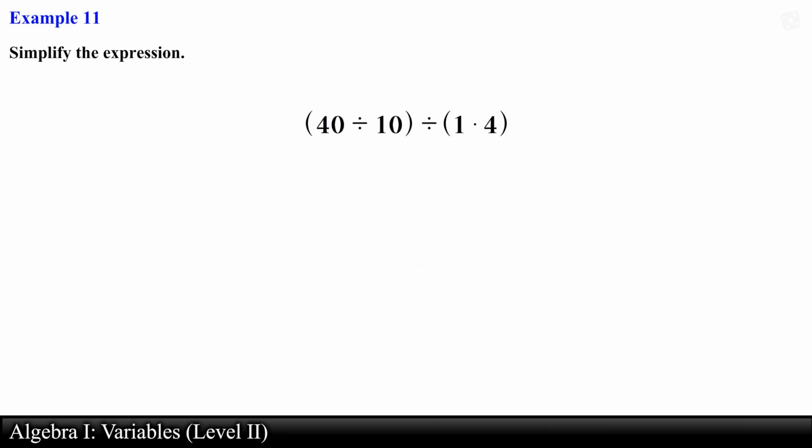Simplify the quantity 40 divided by 10 divided by the quantity 1 times 4. So here, once again, we simplify the expressions within the parentheses. The left-hand parentheses simplifies to 4, and the right expression within the parentheses simplifies to 4. So now we need to simplify 4 divided by 4, which is equal to 1.